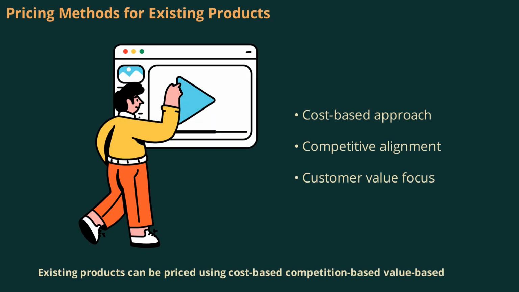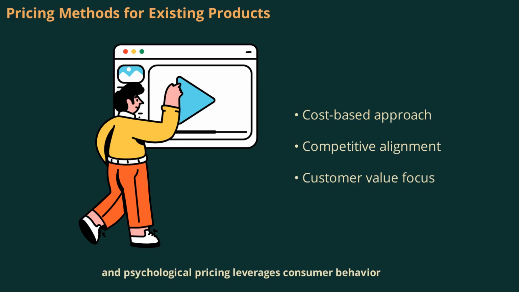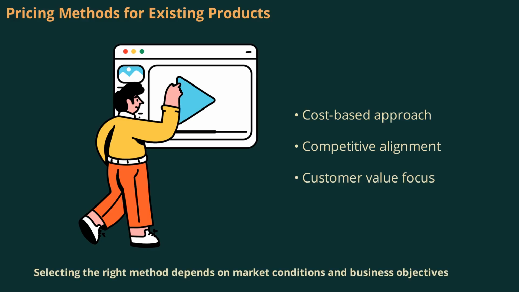Existing products can be priced using cost-based, competition-based, value-based, or psychological methods. Cost-based pricing adds a markup to production cost, while competition-based pricing aligns with industry averages. Value-based pricing focuses on customer perception, and psychological pricing leverages consumer behavior. Selecting the right method depends on market conditions and business objectives.